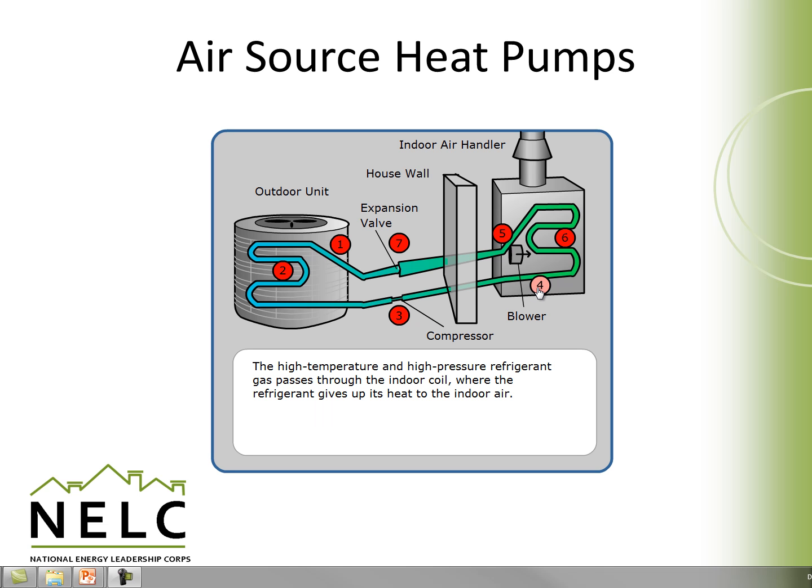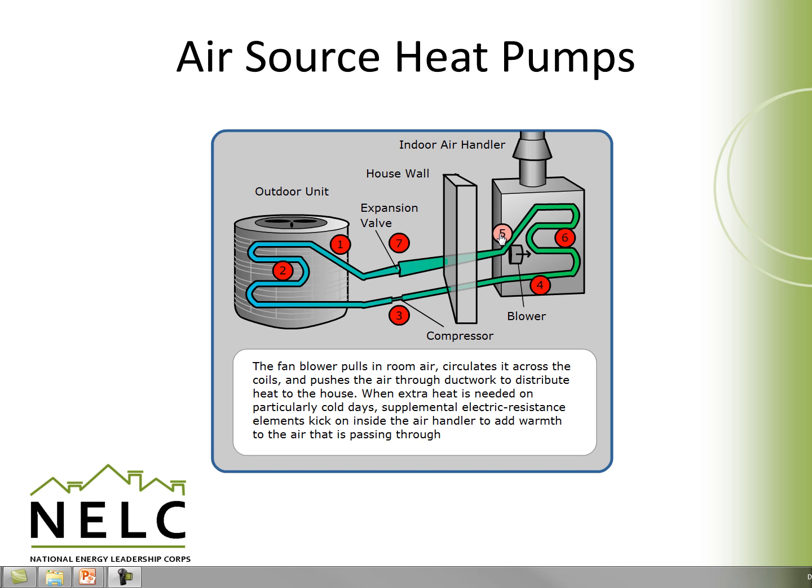As high temperature and high pressure refrigerant gas passes through the indoor coil, it gives up this heat to the inside air. And a blower unit circulates air across these coils and pushes that air through the rest of the house. And in some cases, when extra heat is needed on very cold days, there's an electric resistance coil to add a little bit of a boost of warm air to the work that the heat pump is doing.